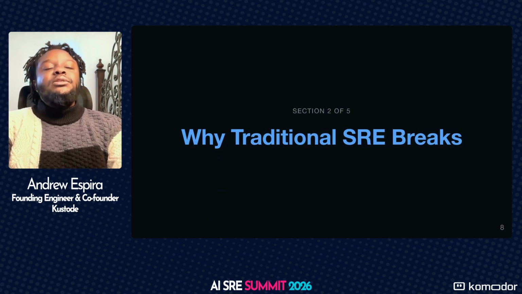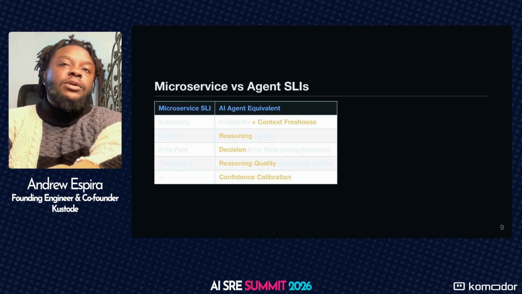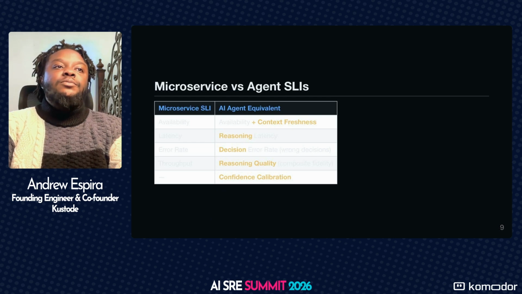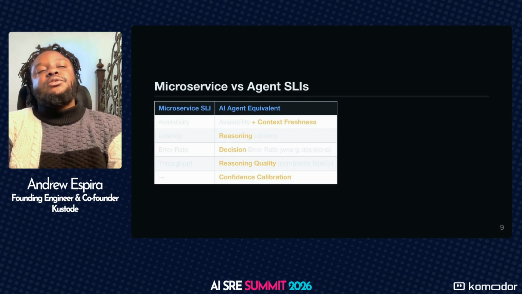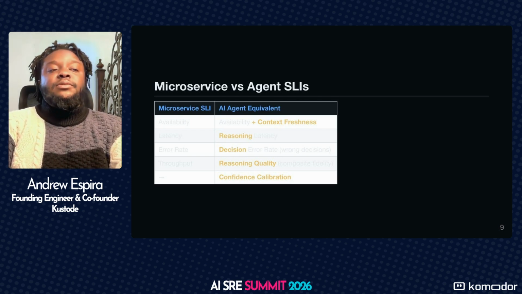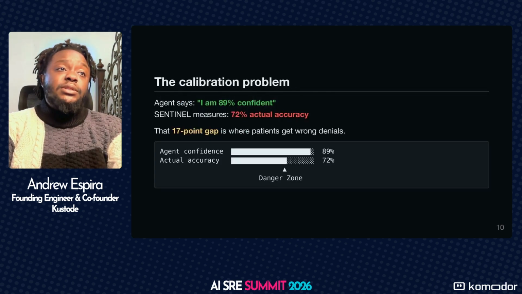So why traditional SRE doesn't work here is, you look at microservices, you're looking at availability, latency, error rate, and here we are talking about context freshness. This is more like availability, reasoning; we're talking about latency, decisions; we're talking about error rate, and then throughput, we're talking about reasoning quality. And then we've introduced calibration metrics, which are more like the reliability aspect of, if the agent is 80% confident, is it really 80% confident with the responses they're giving?